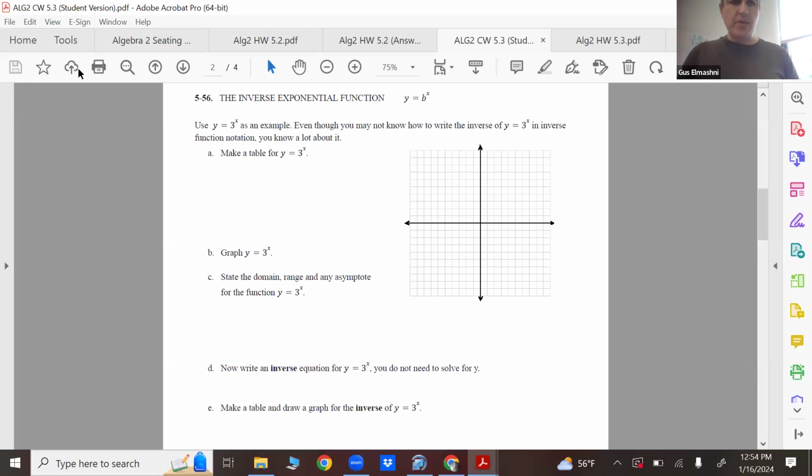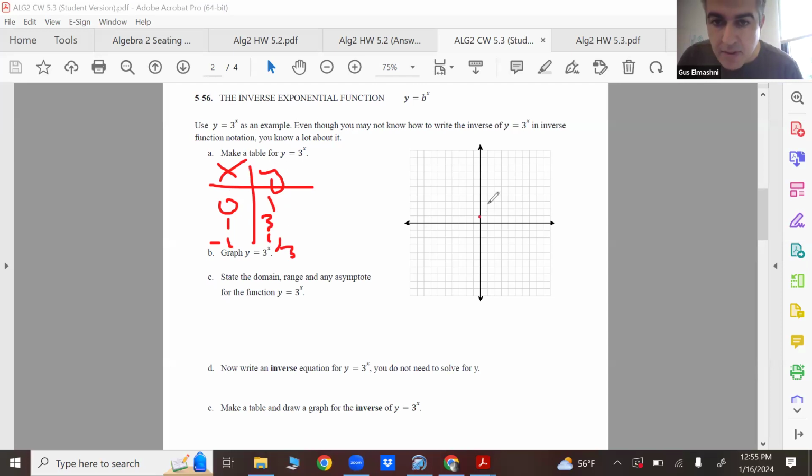So let's make a table. Super easy. X and Y. I'll do 0, 1, and -1. So what happens when you plug in 0? What do you get? 1. When you plug in 1, you get what? And 1/3. Okay.